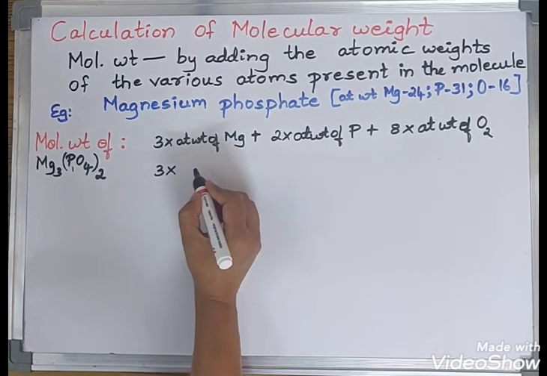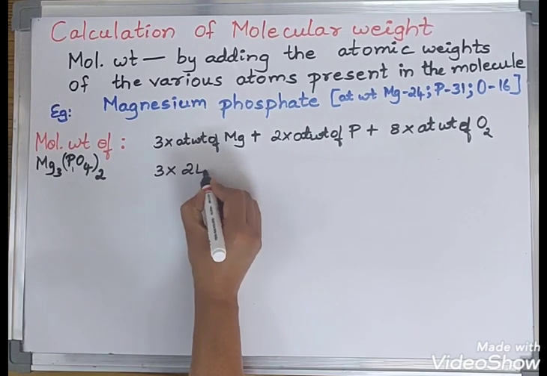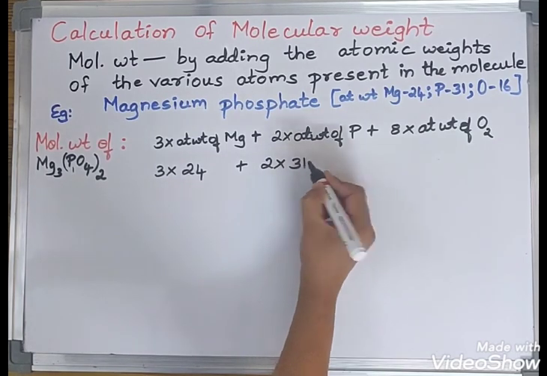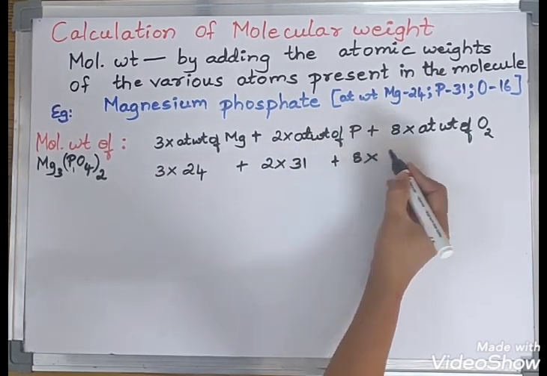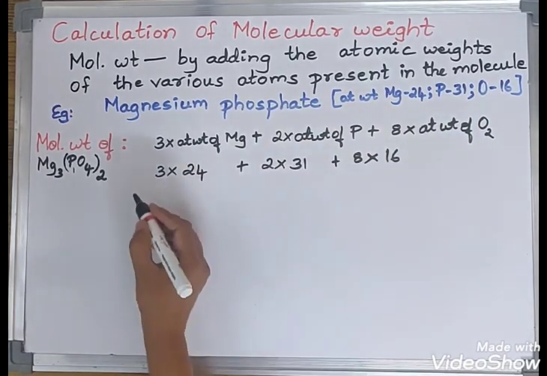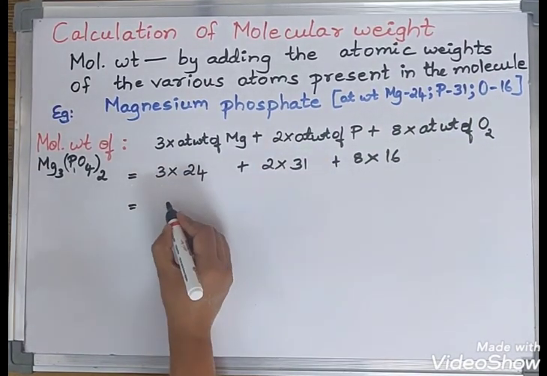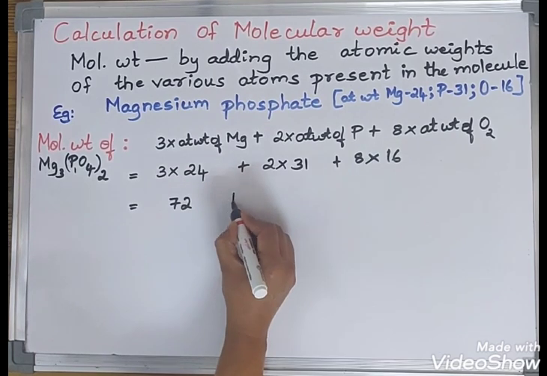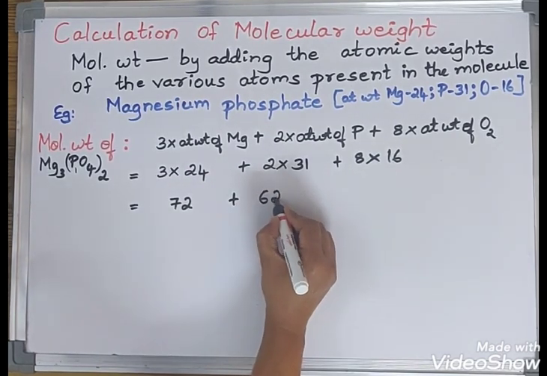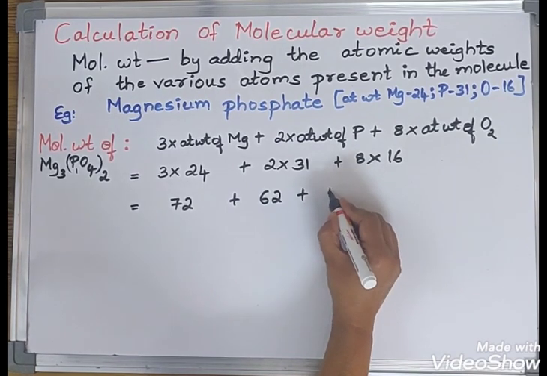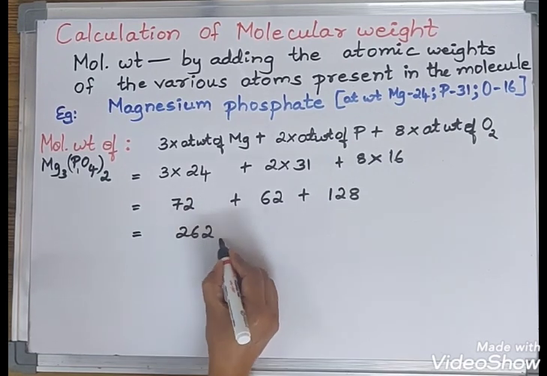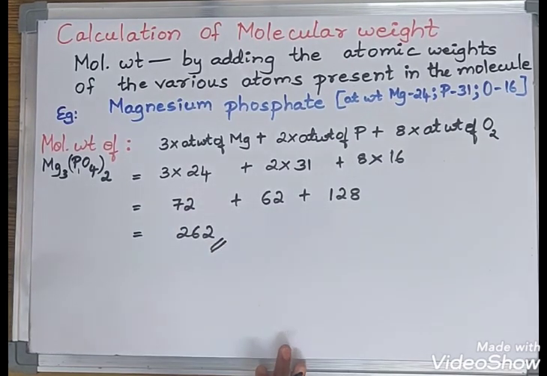Now let me substitute the atomic weight of magnesium. Magnesium is 24. So it is 3 into 24, plus the atomic weight of phosphorus is 31, 2 into 31, plus 8 into atomic weight of oxygen, which is 16. Now let us simplify this. 24 threes are 72, plus 31 twos are 62, plus 16 eights are 128. When you add all of it, you get 262 as the molecular weight of magnesium phosphate.